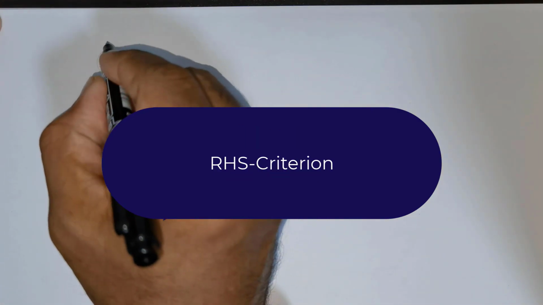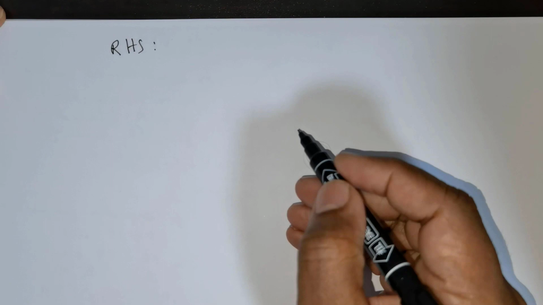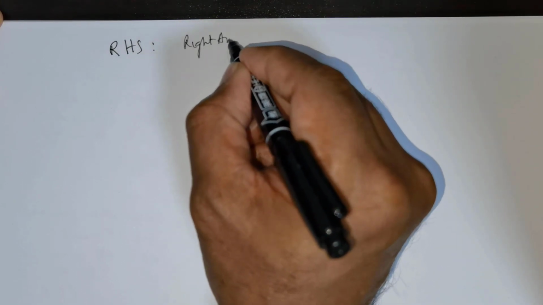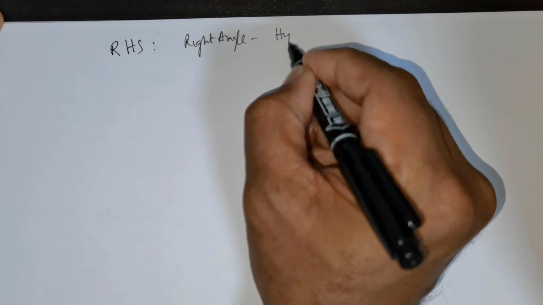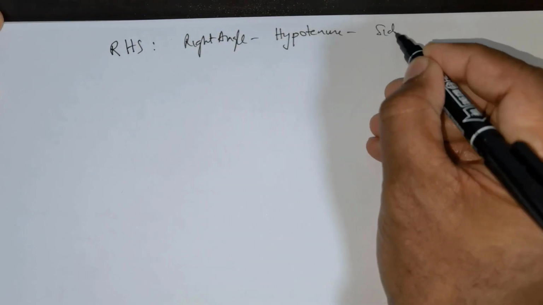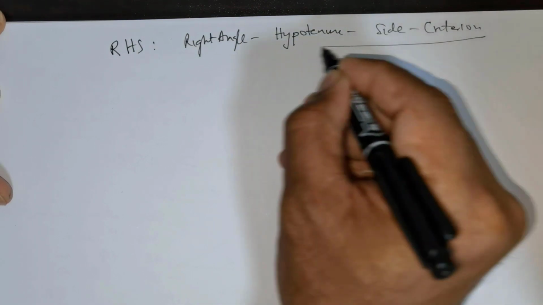So this is the next important criteria. It's called RHS. So that would be right angle, hypotenuse, and side criteria or criterion.